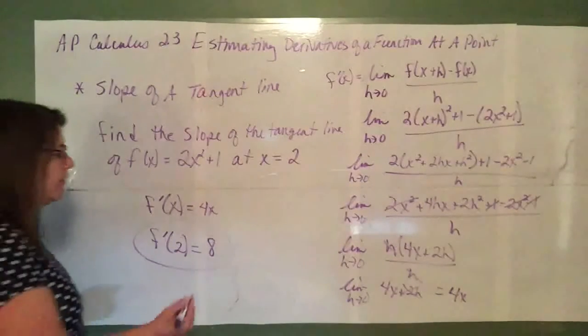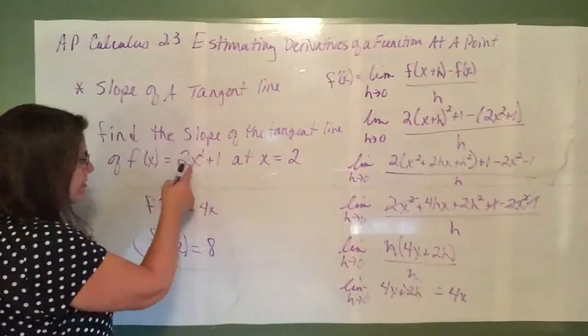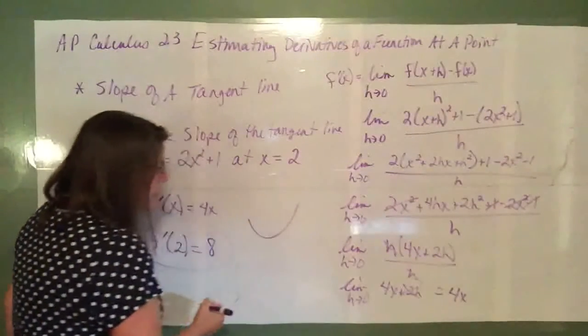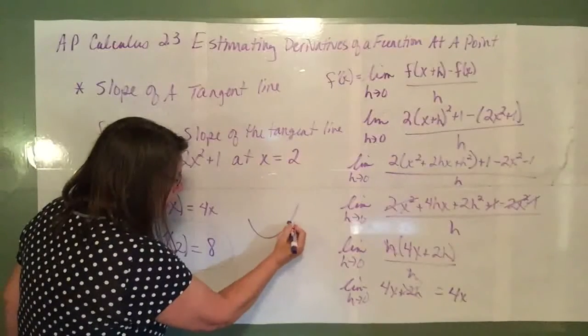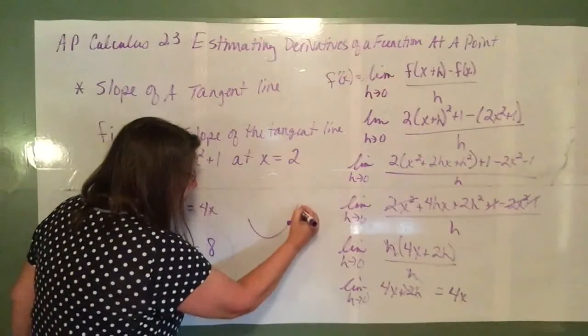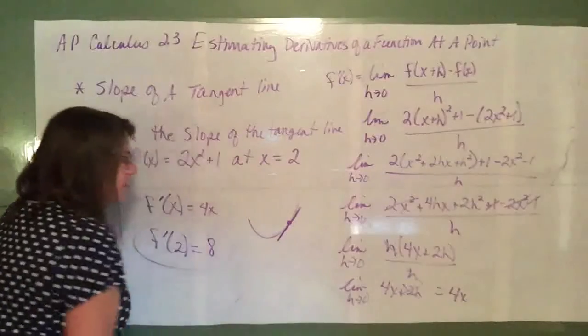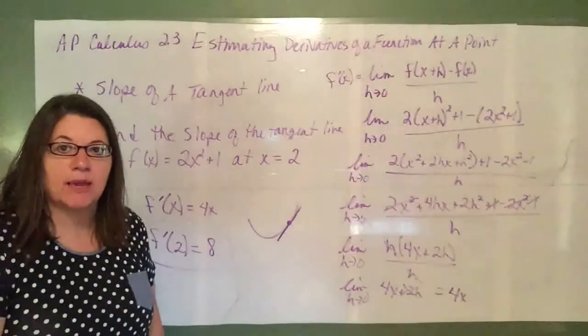Okay? So if our function, let's say, okay, that's a parabola. So let's just say our function looks like this. Let's say x equals 2 is right here. What that's telling us is the slope of that tangent line at that x equals 2 value is a positive 8. That's what that means.